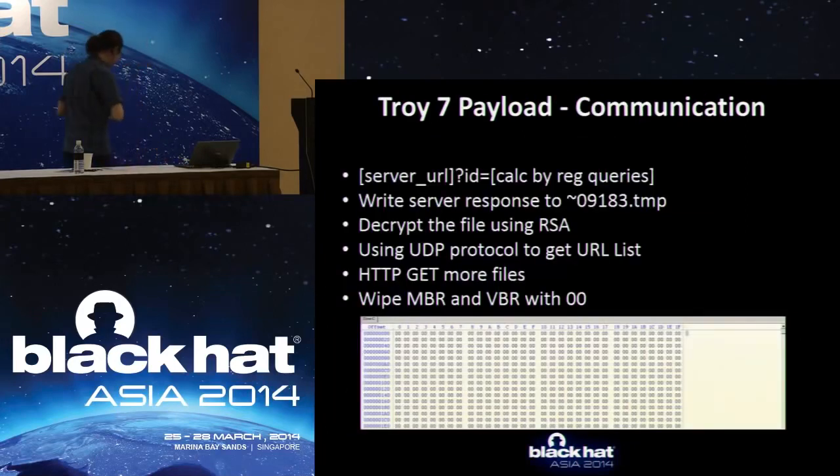Here is quite different from other Troy cases. The HTTP request pattern is different, and the server responds with another file, created using RSA. It uses the UDP protocol to get a URL list, another list, and uses the HTTP protocol to get more files. And then, YPO, MBR, and BBRB is 0. There are no strings, 0. And the compile date is 3 days after the attack, March 20th.